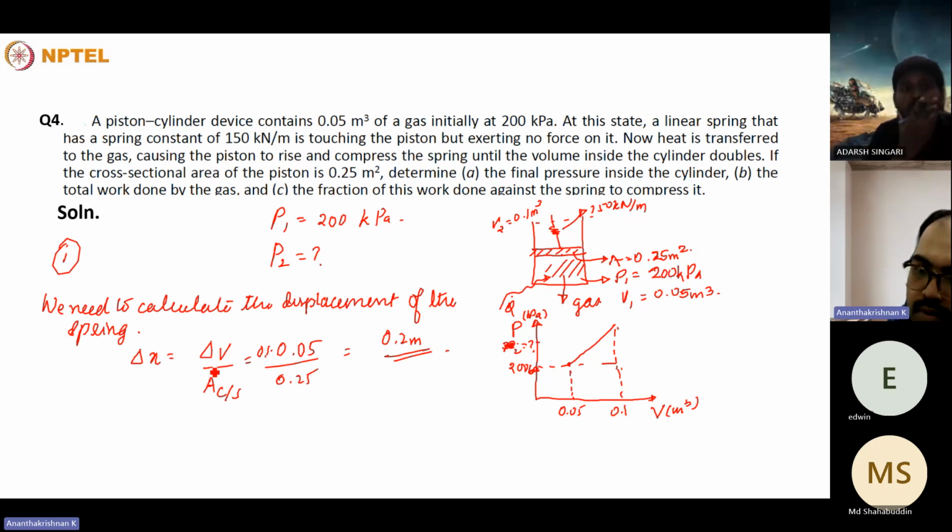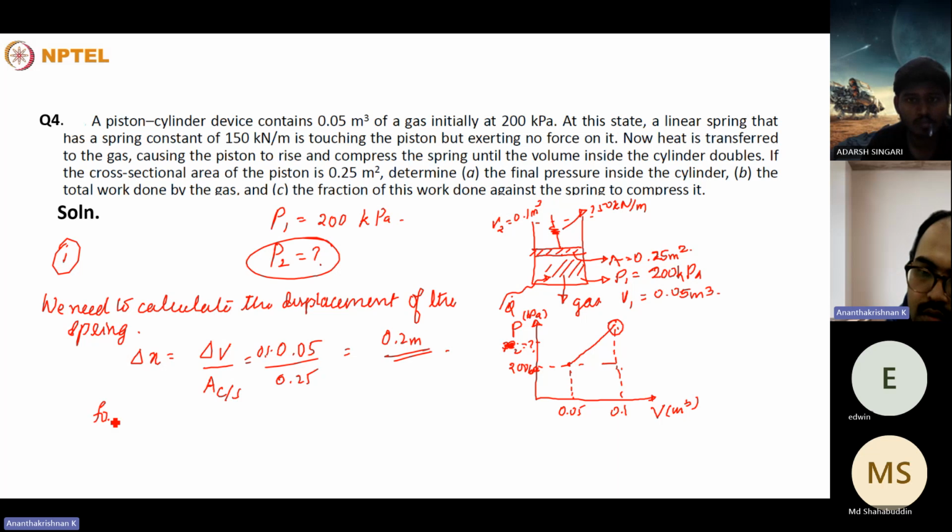And once you get this, it's easy to get the force exerted by the spring in the final state on the piston. So if you know the force, you can calculate the pressure when you divide the force by area. And the idea behind doing this is we need the final state point P2.